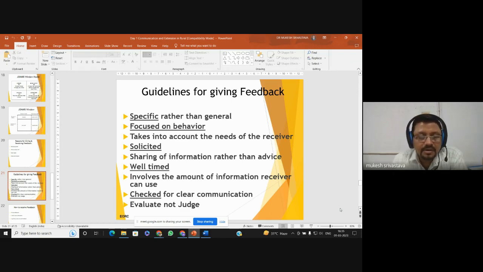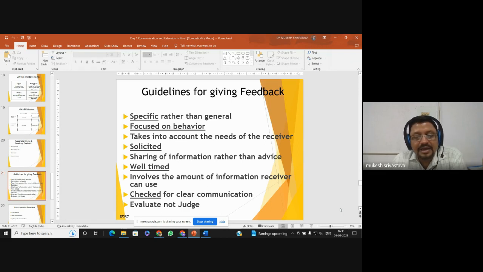is rather accepted. Involves the amount of information the receiver can use. You have to give only the amount of information that he can use. If you talk about more than that, he is not ready to accept that particular feedback. So only give that much information that the particular receiver is going to receive.